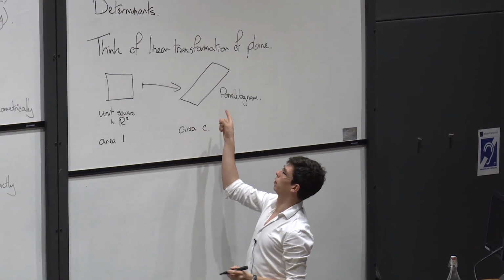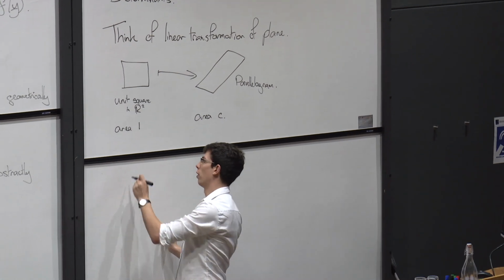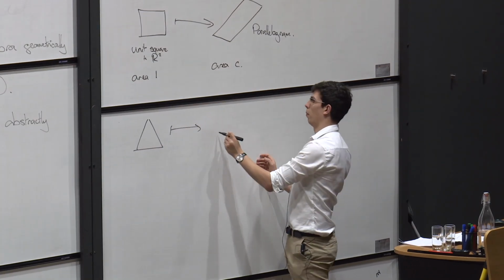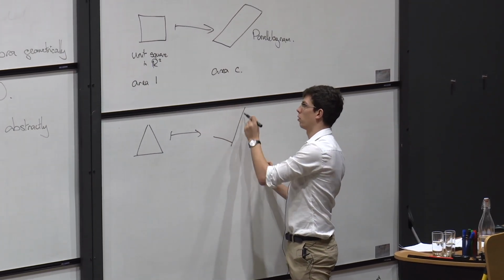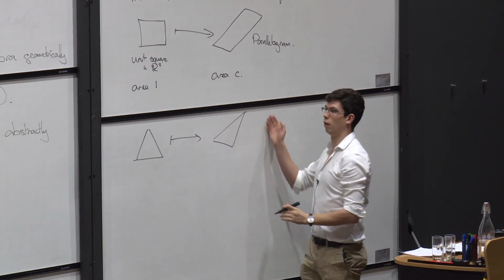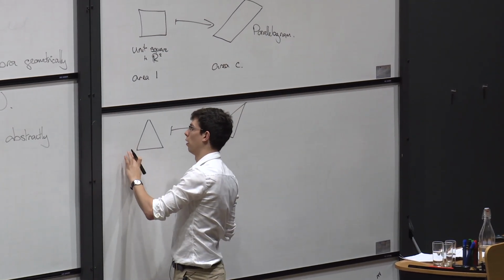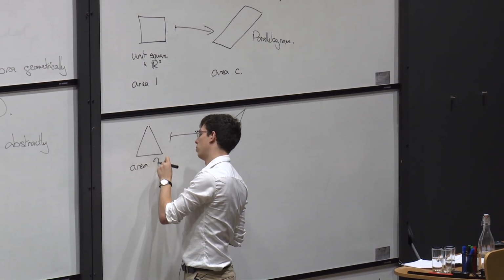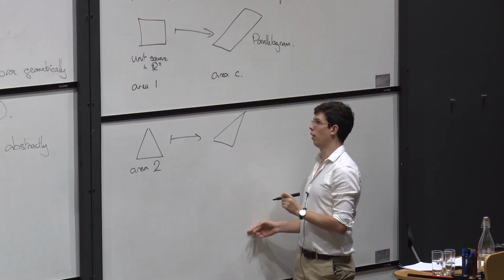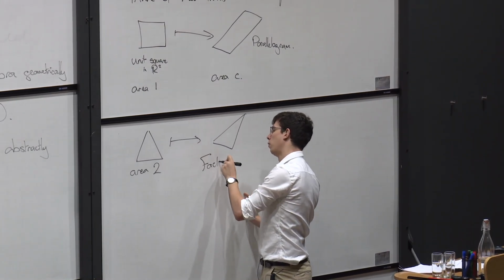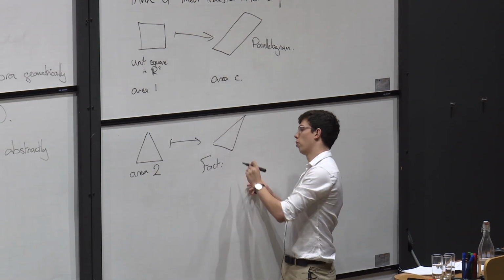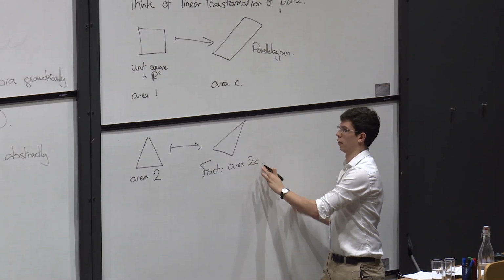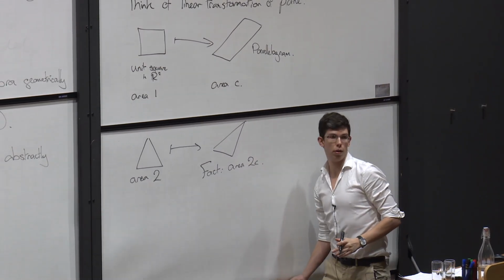But I can think about the linear transformation acting on other shapes. So I could have maybe a triangle, and then that will get mapped to some strange skewed triangle or something. And maybe I can draw some triangle with area 2. And it's a fact that the image of the triangle would then have area 2c. So it's an exercise if you want to work this out.